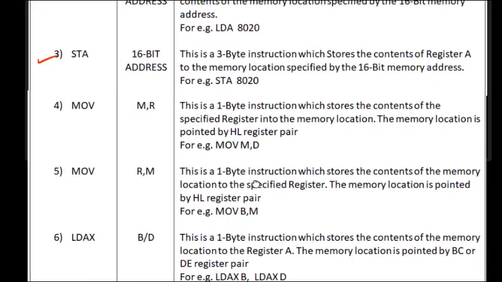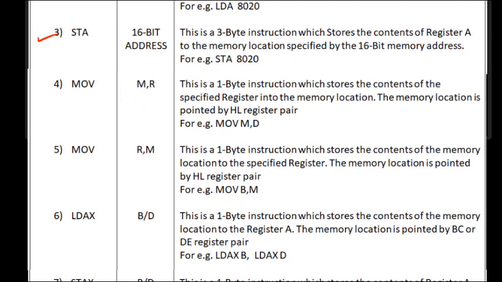So the next instruction is MOV M, R. This MOV M, R is a 1 byte instruction. It stores the contents of the specified register into the memory location. Let us see with an example.